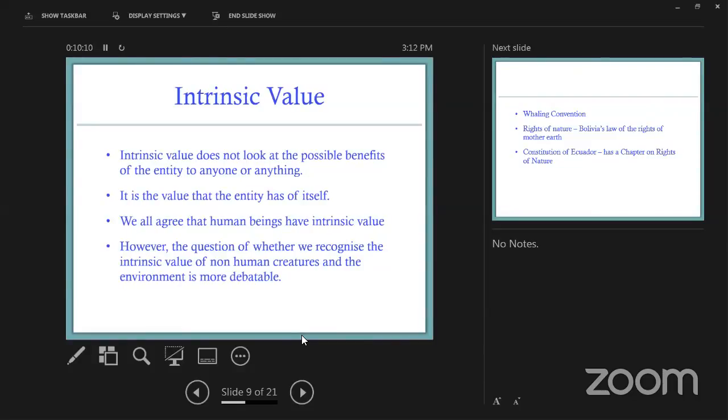So, intrinsic value does not look at the possible benefits of the entity to anyone or anything else. It is the value that the entity has of itself and in itself. But the question is, do we recognize that value in anything other than human beings? We all agree that human beings have intrinsic value, and that is where the fundamental principle of human rights is based, that every person has an intrinsic value and is born with certain rights which cannot be violated. But the question again is whether we recognize the intrinsic value of non-human creatures and the environment, and these are the ongoing debates.